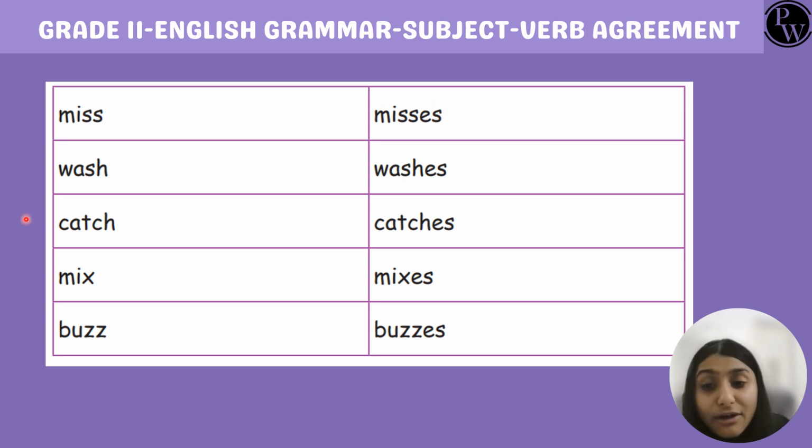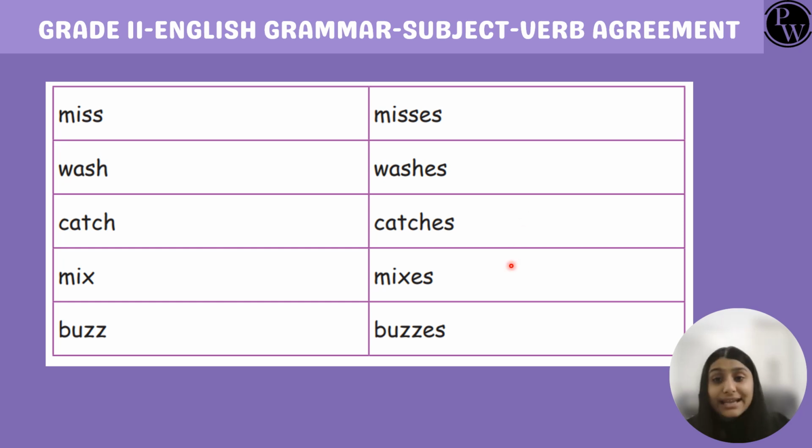Okay, then we have wash. Wash ends in sh, right? What do we do? We add an es to the verb, right? And washes will agree. This verb washes agrees with the singular subject. Then catch. Catch ends in ch, right? So what will catch become? Catch becomes catches by adding an es.